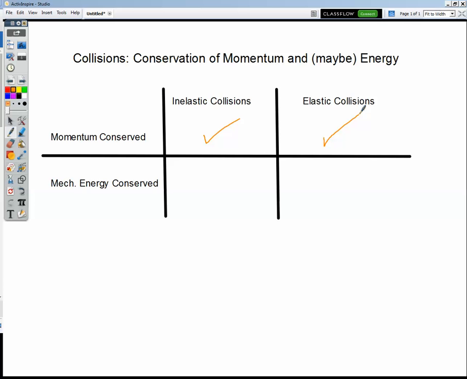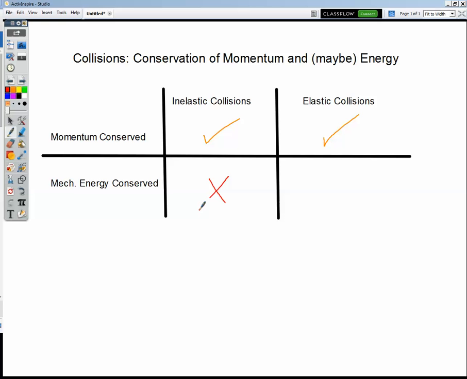That is excellent. Well, in inelastic collisions, we've also already seen that mechanical energy is not conserved, so that the kinetic energy of one boxcar coming in is not going to equal the total kinetic energy of the two boxcars after the collision. So we're going to put a big red X for inelastic collisions and mechanical energy being conserved.